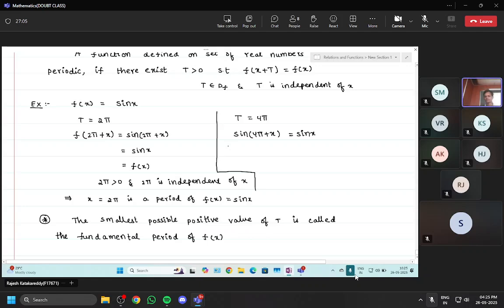Any doubts in periodic functions, in the definition? Yeah. T should be positive.